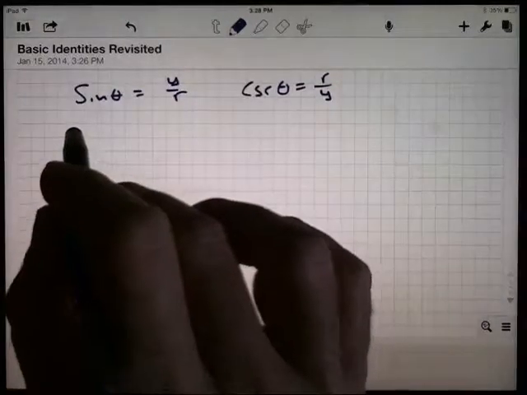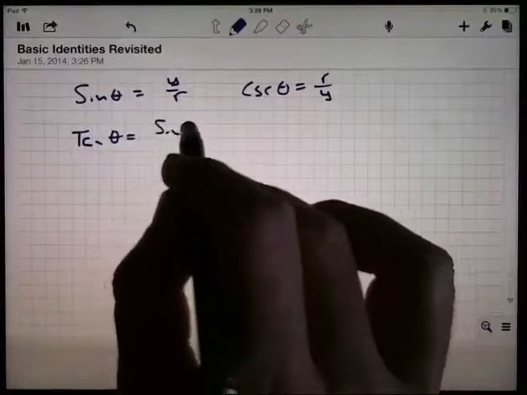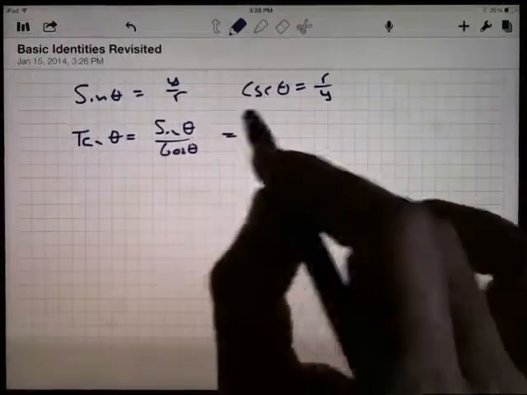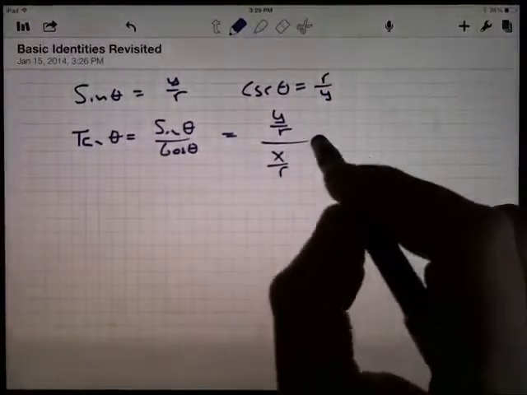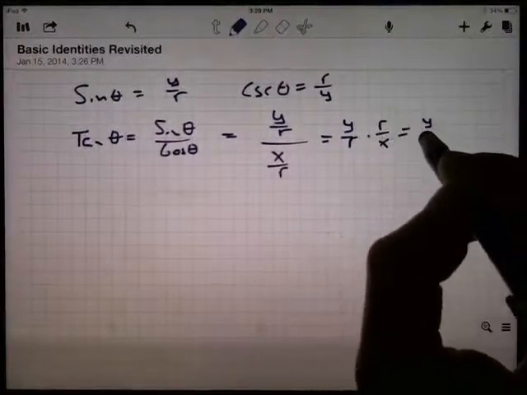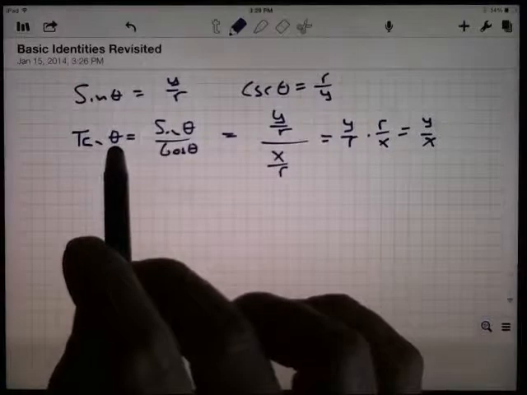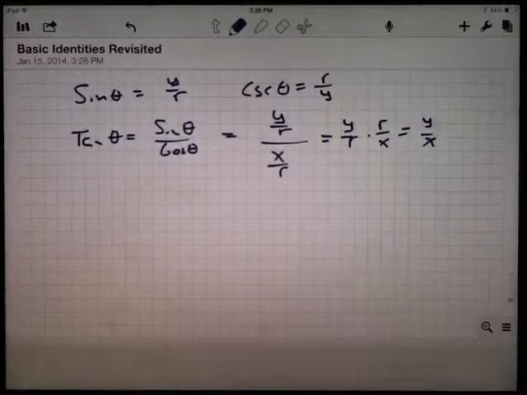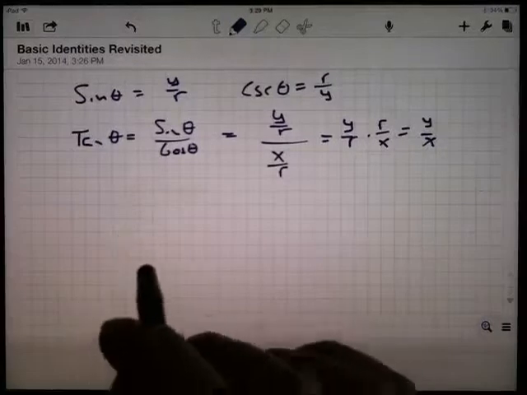If you take a look at this identity, the tangent of theta is the sine of theta over the cosine of theta, right? Is that true? Well, the sine of theta was y over r. The cosine of theta is x over r. So if I divide those two fractions, you've got y over r times r over x. The r's cancel out, and this is y over x. It doesn't matter whether this is a first quadrant angle or a third quadrant angle or anything, that the x and the y and the r are all going to act together like they did before with the opposite and the adjacent and the hypotenuse. So that quotient identity is still right.